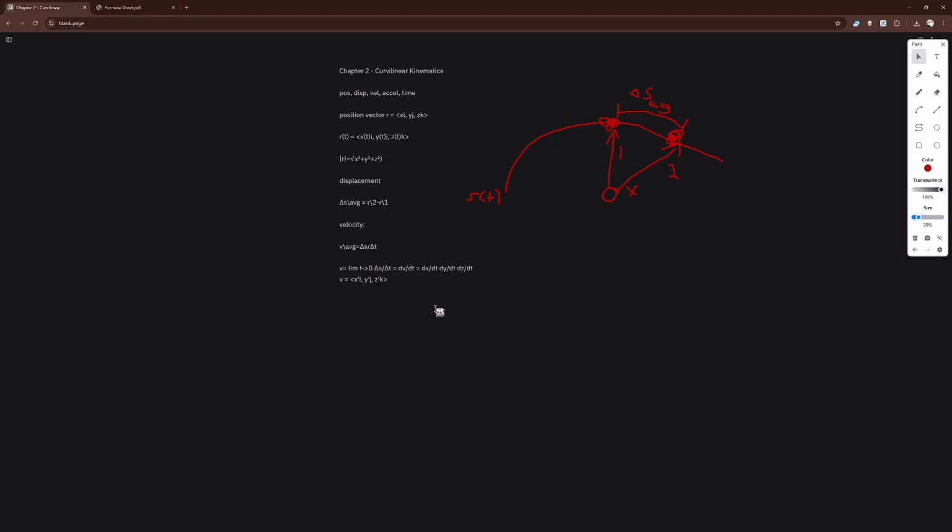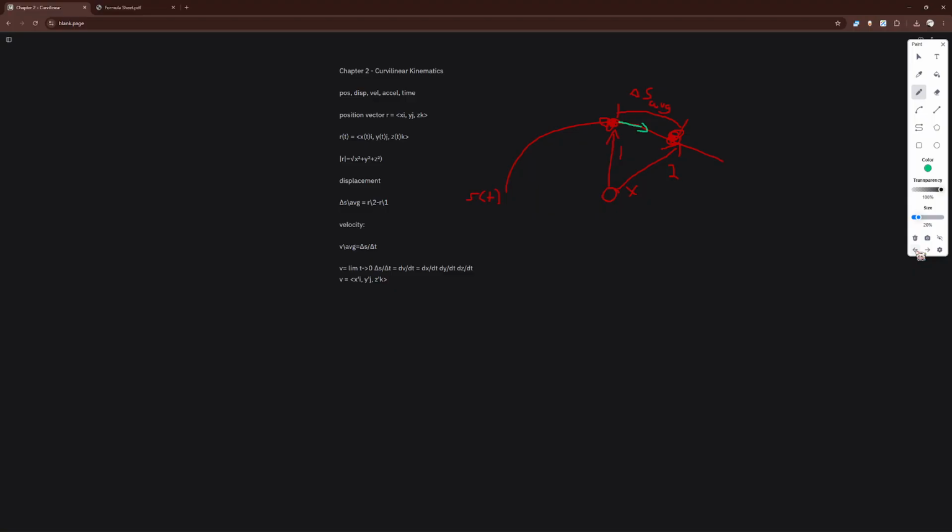Acceleration is exactly the same, actually. Before we move on, I do need to point out here that the velocity vector is tangential to the path. That basically means it's going in the same direction as the path. If this is your path, this is your velocity. It follows the path, always.